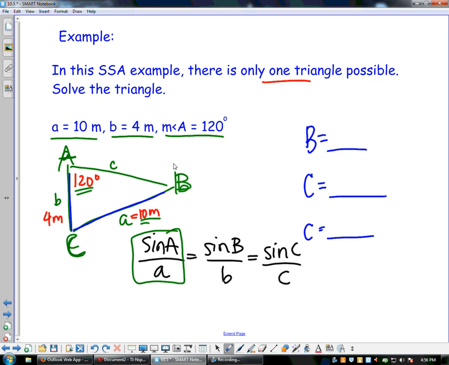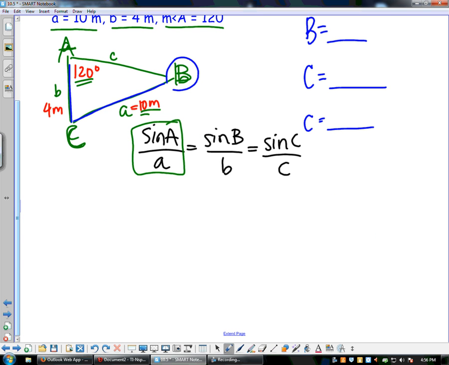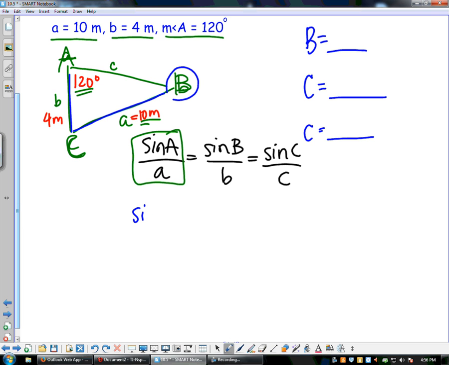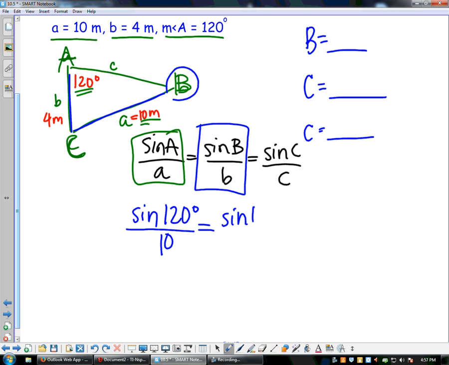What else do we know to start? We know little b. So the first thing we must be solving is what angle, capital B, is equal to. Here's how we're going to start this off. We're going to say that sine of capital A, so sine of 120 degrees, over lowercase a, side length A, 10, equals, and I'm going to use this one with it because I know some stuff about side length B. So this is equal to sine B divided by your value of B, which is 4.